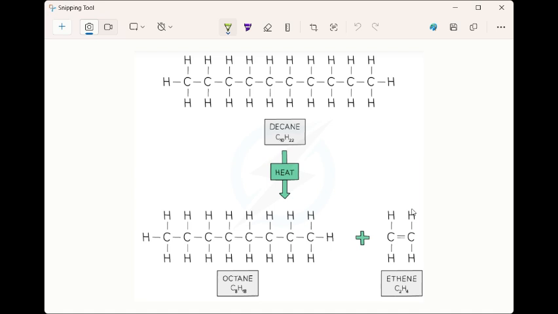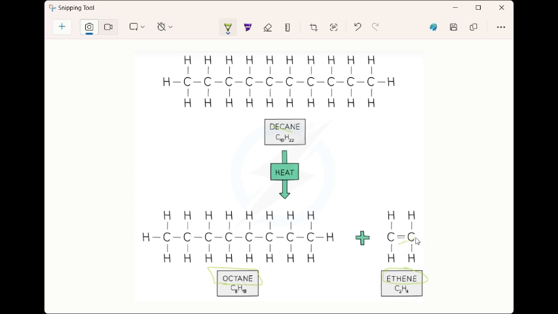Cracking is a way of getting large hydrocarbons and breaking them down into smaller ones. So you can see decane breaks down and becomes octane, which is a better fuel because it's a smaller hydrocarbon. But you can also see a little sneaky ethene over here. Things that end in -ene are called alkenes. So we have alkanes and alkenes.